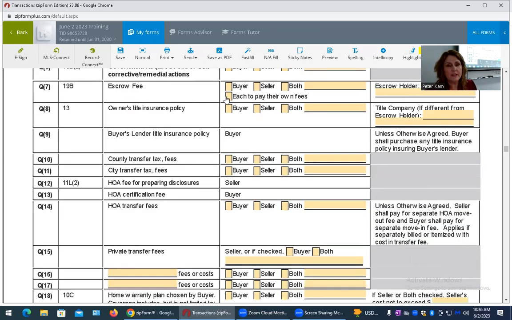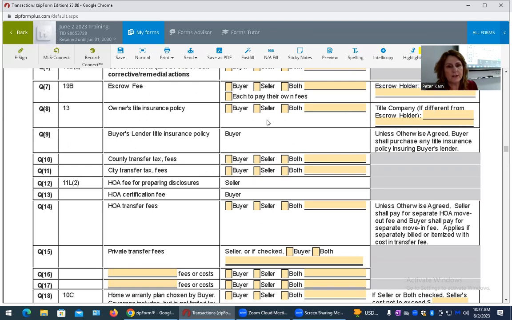Escrow fees, it's usually each to pay their own, because you don't want a 50-50 split. If you are requesting escrow, you're going to type it in here. Always put the escrow company and the escrow officer. Same goes for title. If you're requesting title, if it's different from the escrow holder, make sure you're not only inserting the name, but the title officer or your title rep.